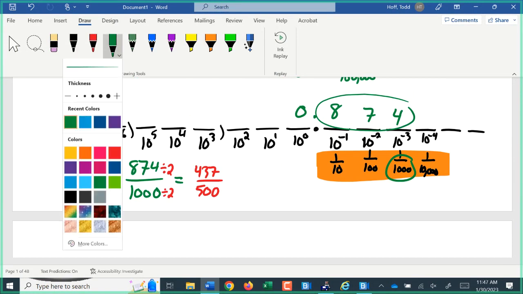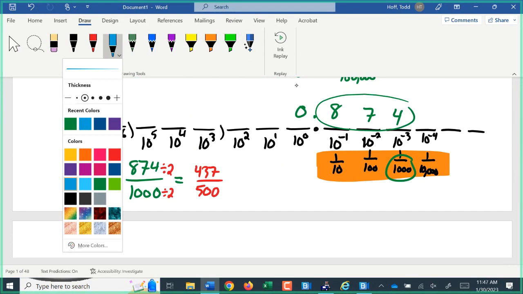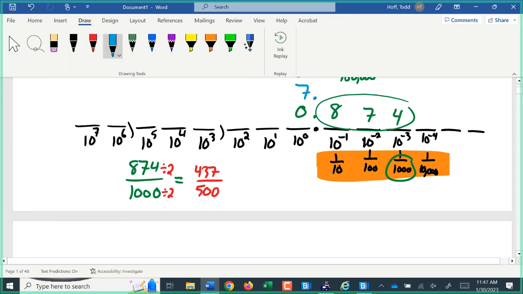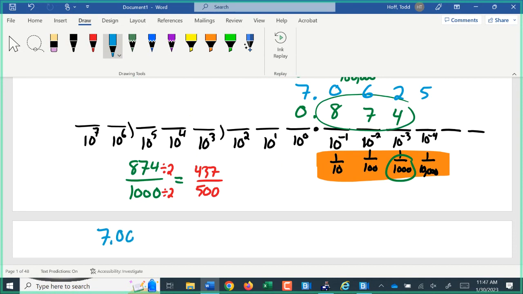We might have 7.0625 as our decimal. So I'm going to take that 7.0625. First off, just like we have mixed numbers and fractions, we have mixed numbers in our decimals. The 7 here is just a whole number. It does not affect the decimal at all. So the 7 is going to stay. It's only the part after the decimal point that becomes the fraction.